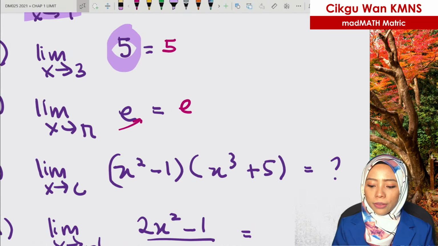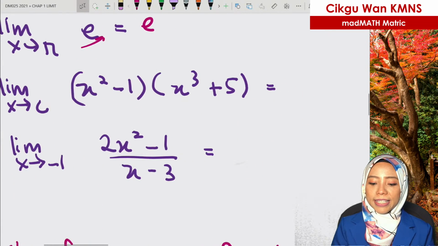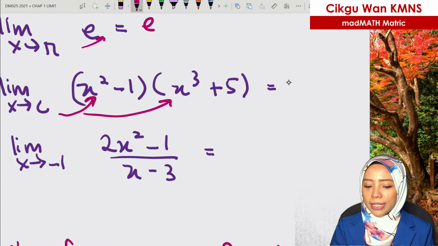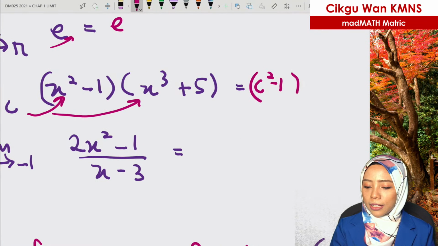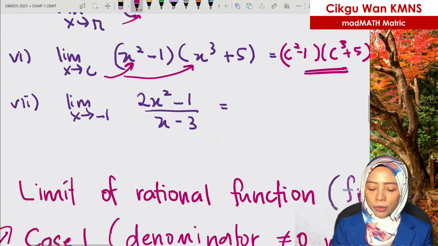Okay, how about this one? Limit x approaching c. So can you substitute at x? Yes. So c square minus 1 over c cube plus 5. So that's going to be the answer. Alright, let's zoom out a little bit.